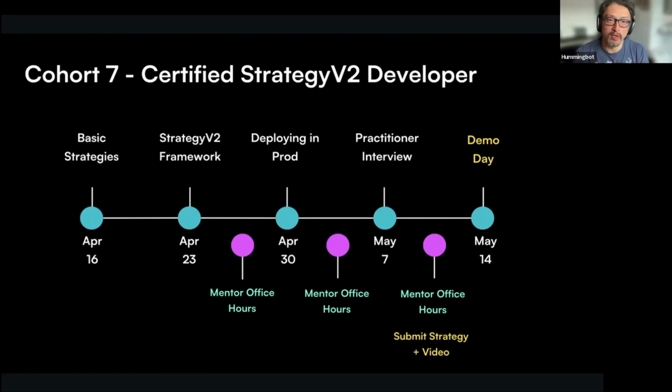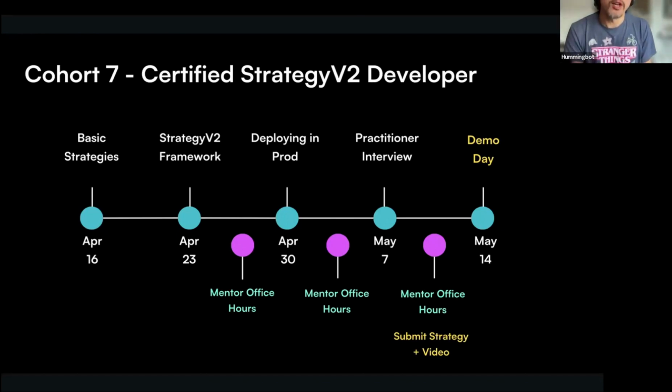So the way it works is that in the first session, we're going to go through and really make sure that people understand how Hummingbot works. They can run a basic script using Hummingbot. They understand what a strategy actually is. In the second session, we'll introduce the V2 framework. We'll discuss in more detail what an executor is, how to launch a basic executor, and how to use the V2 framework to build different types of strategies.